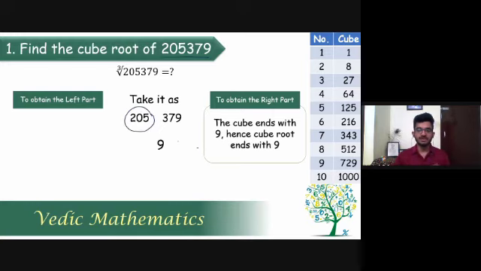You look for the number 205 in the table. Where exactly does 205 lie under the cube column? You can see it is lying in between 125 and 216.